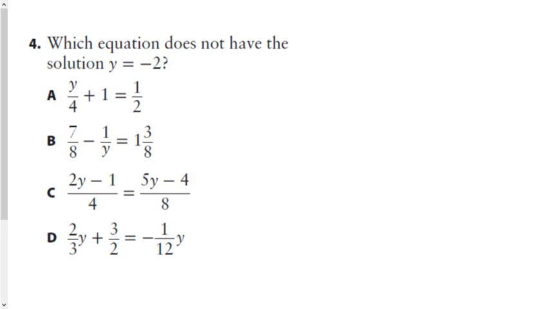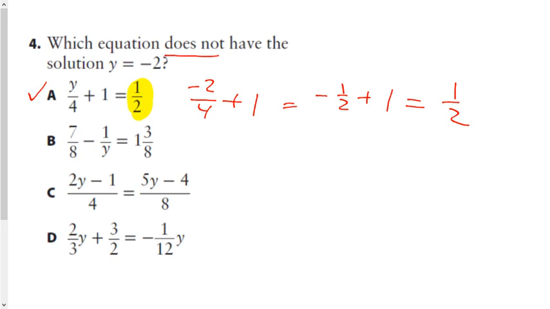Our final multiple choice is: which equation does not have the solution y equals negative 2? What you could do is solve all of these and figure out which one does not have the solution of y equals negative 2. But a better way is to simply take the expression that has the variable, and substitute negative 2 for the y. So this is going to be a negative half plus 1, and a negative half plus 1 is a half. If that equals the other side, which it does, then the solution y equals negative 2 is correct. So in this one, y does equal negative 2, and we're looking for does not equal negative 2. So A is not the answer.